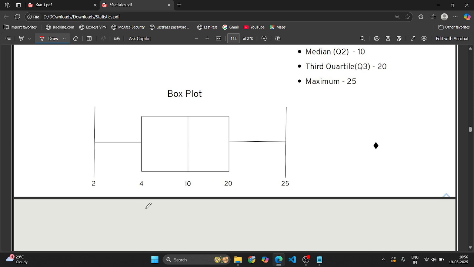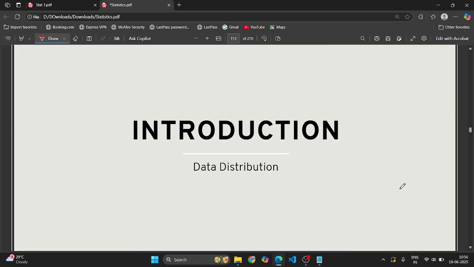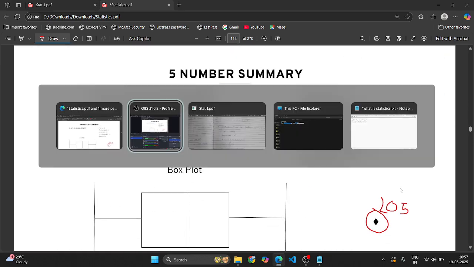So in the box plot, you can see one value. Wait, my pen is not working. So yes, you can see this point, which is the outlier. Outlier, 205. Okay, so that was it for today.